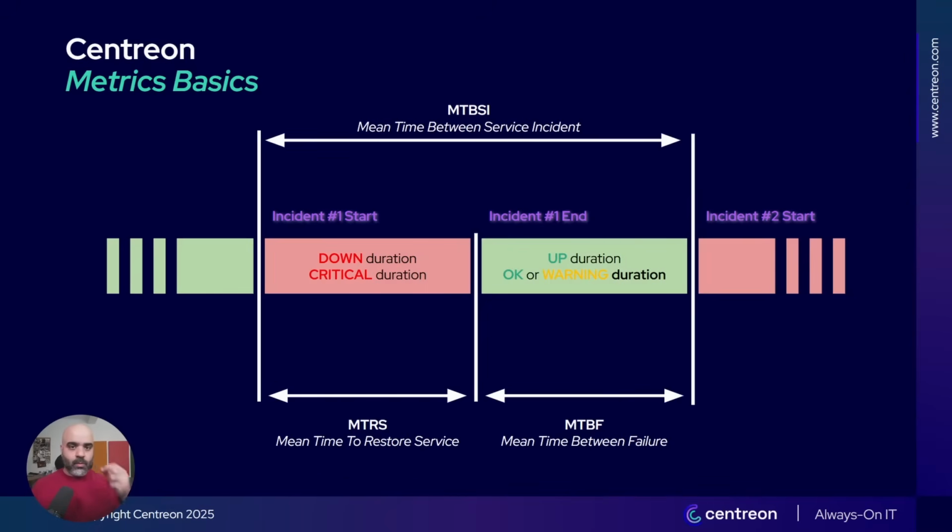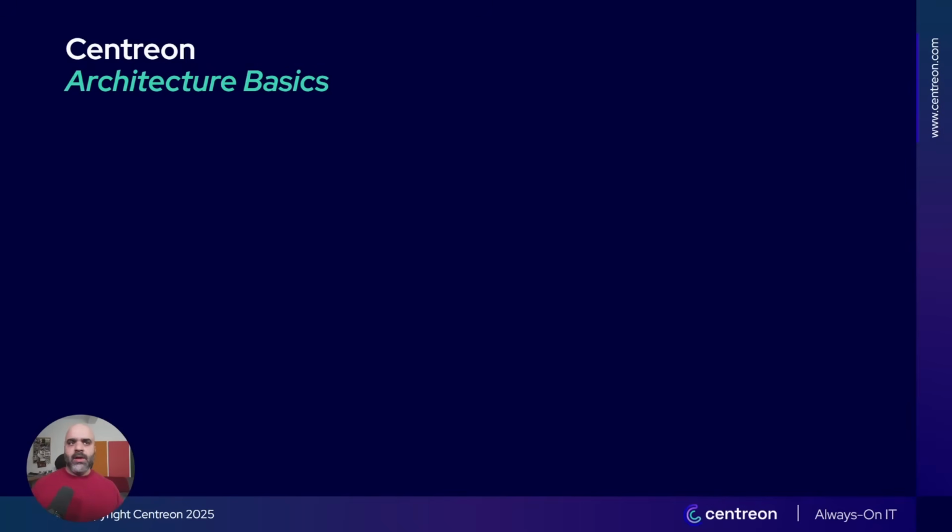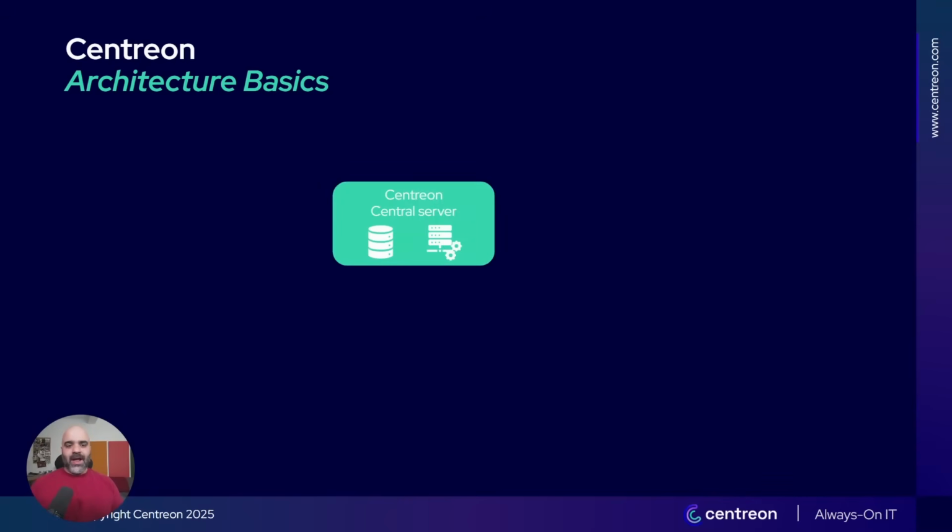After we have the metrics, let's discuss a little bit more about the architecture basics in Centreon, because of course we have to retrieve those metrics somewhere. At the core of Centreon, you have the central server. This is the server that is going to execute, retrieve all the data, manage, create notifications, and analyze the data. All of this is done in the central server.